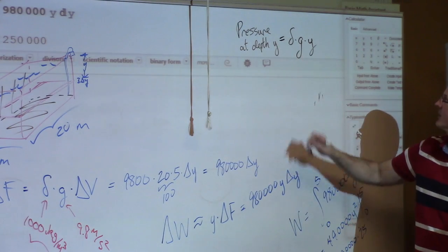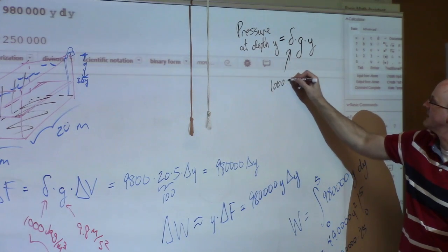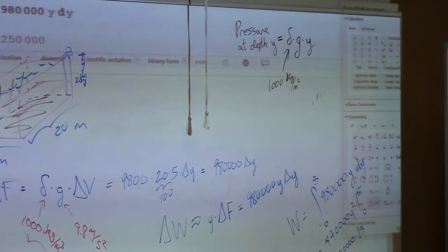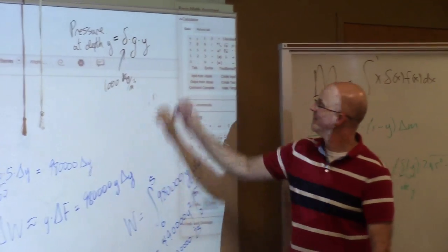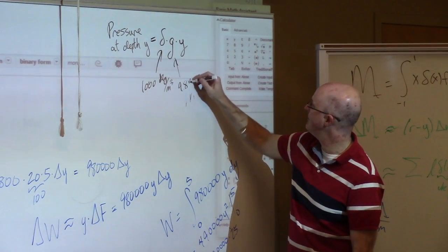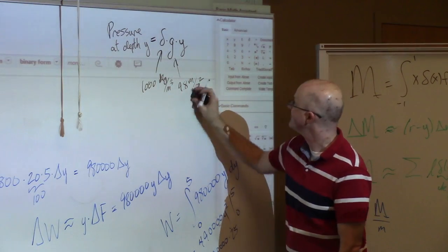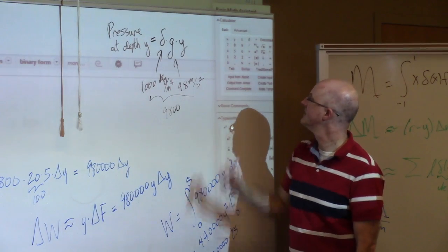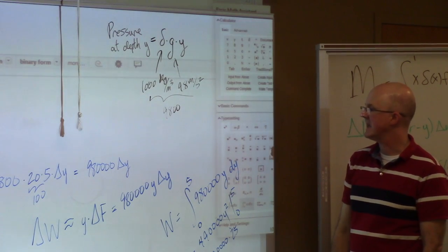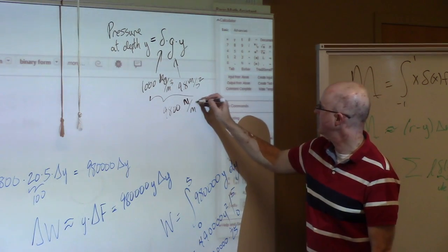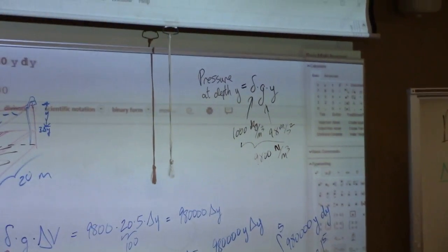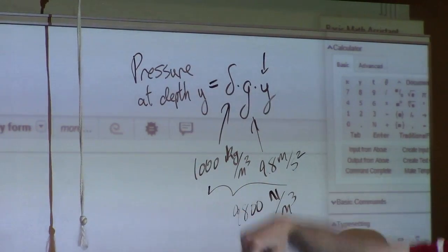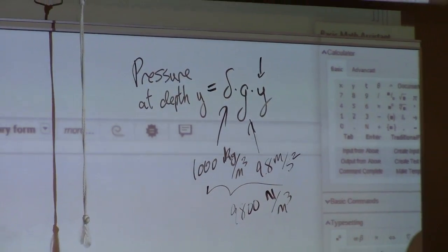Still have the density of water, which is still 1,000 kilograms per cubic meter. That's the mass density of water. Times g, still 9.8 meters per second squared. The product of these being still 9,800, units would be newtons per cubic meter. Force per unit volume. y is the vertical distance downward. It's the depth that you're at. That's in meters.